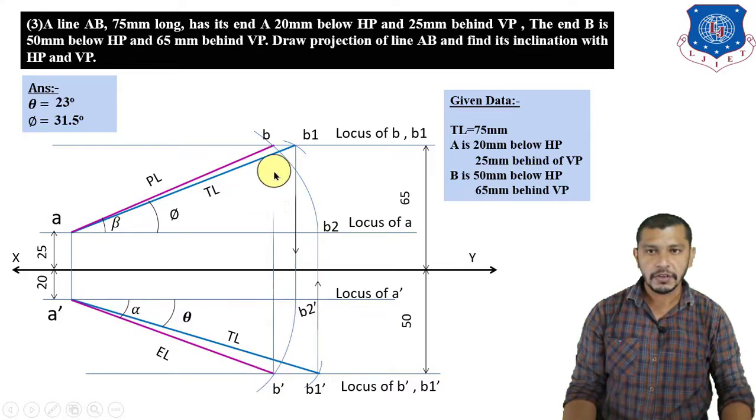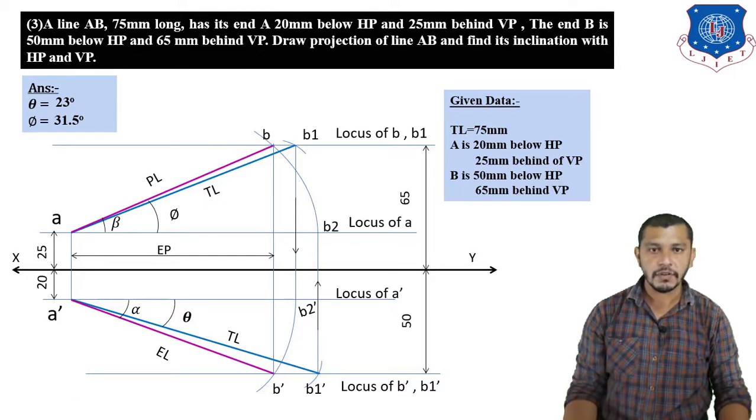Now connect B dash to B. So this will be the projector of B, and this is the projector of A, and the perpendicular distance between projector of A and projector of B is known as the end projectors of the line. So keep in mind these end projectors, because in our next lecture we are going to practice the problems of projection of lines in which end projectors of the lines are given.